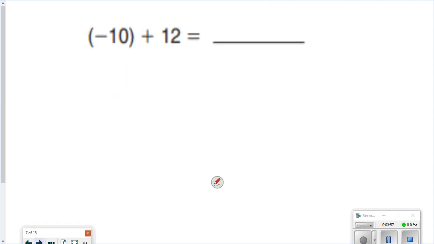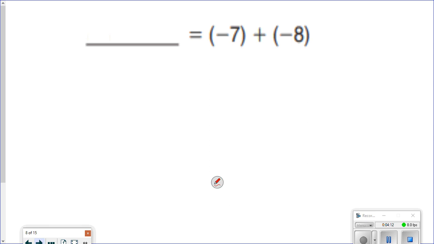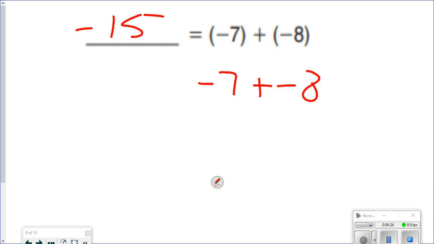Here's another one. I have a negative 10 and a positive 12. 12 is my bigger number. I have a negative 10 over here. I'm taking away 10 from both sides, so I'm left with a positive 2. Negative 7 plus a negative 8. Since they're both negative numbers, I'm just going to get a really big negative number. 7 plus 8 is 15, which would be negative 15 for my answer.